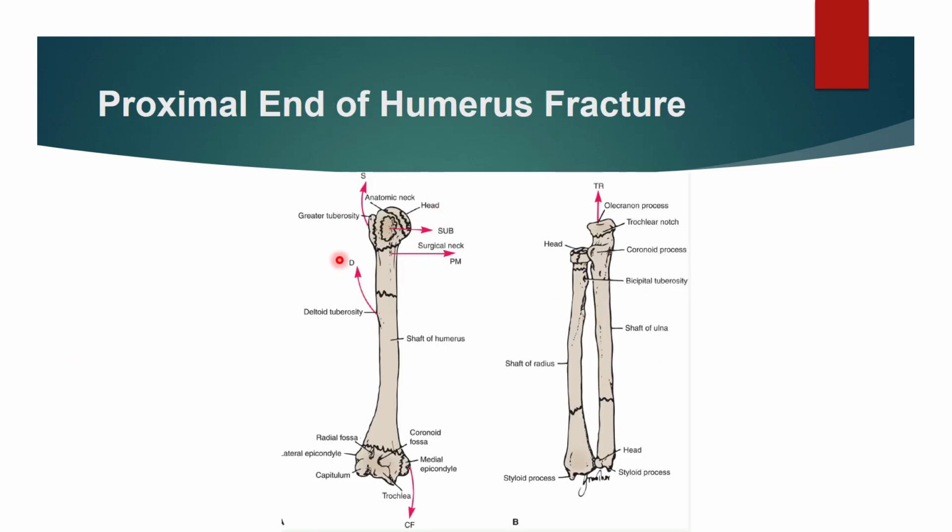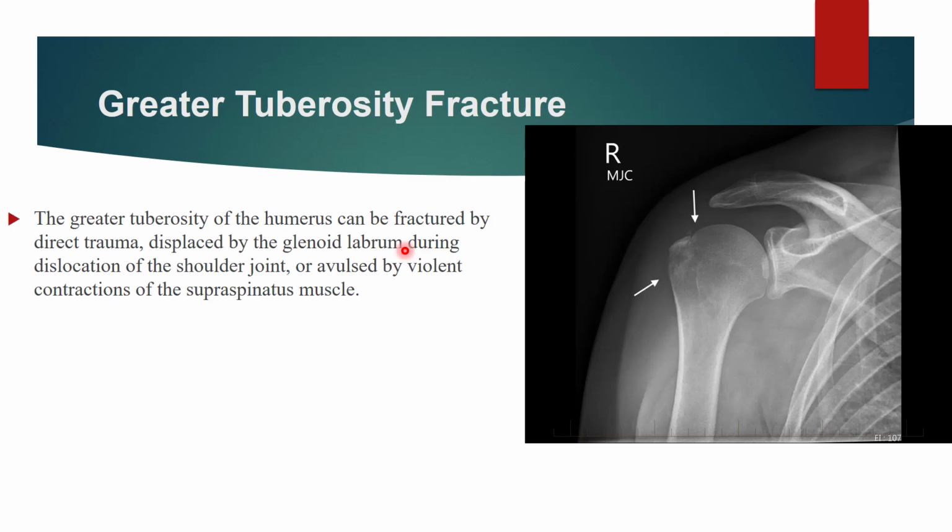See here, the proximal end of the humerus can be fractured. This is the proximal end of the humerus. Okay, so it can be fractured at the surgical neck of the humerus, at the greater tuberosity, at the head of the humerus, or at the anatomical neck of the humerus.